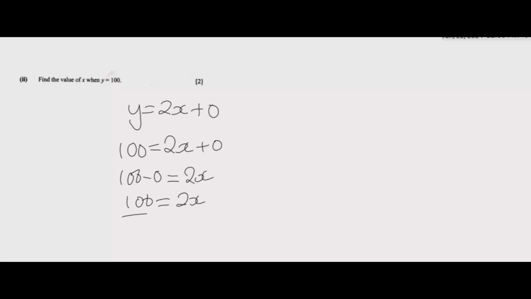Therefore, we're going to divide both sides by 2 so that on the side where there is 2x, we remain with x. Meaning this will cancel out and this will cancel out. Then we are going to have x. Then we say 100 divided by 2 will give us 50. So that is the value of x. So when y is equal to 100, x is going to be 50.